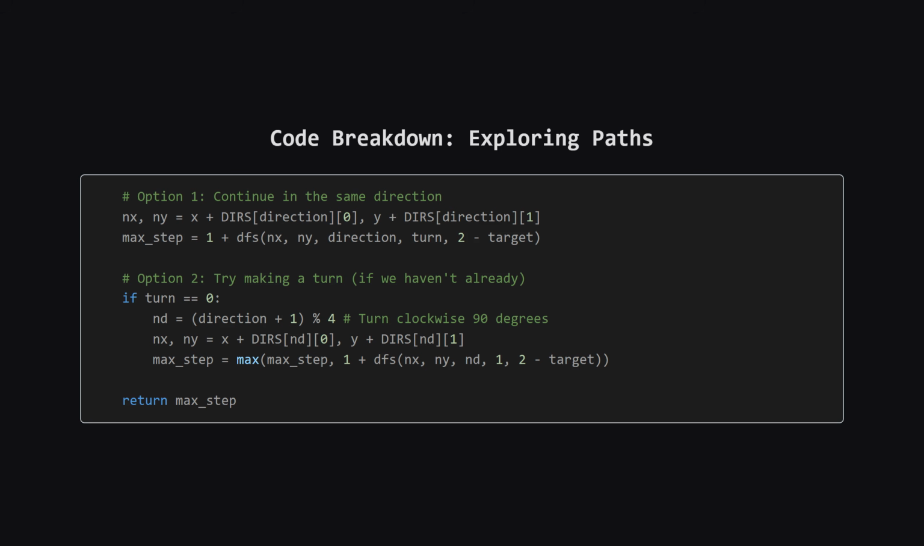Next we check if we're allowed to turn. If the turn variable is 0, it means we haven't used our turn yet. So we calculate the new direction for a clockwise turn, and find the next coordinates for that turned path. We make another recursive call, but this time we pass 1 for the turn parameter to signal that the turn has been used. Finally, we take the maximum length found between the straight path and the turned path.